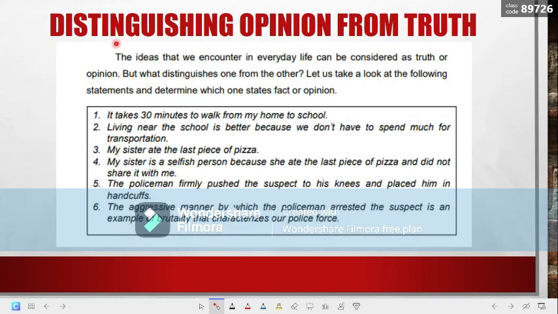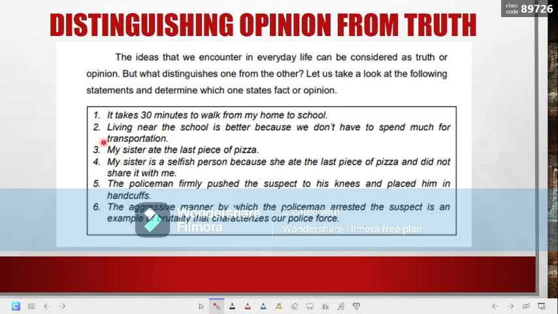Now, distinguishing opinion from truth. The ideas that we encounter in everyday life can be considered as truth or opinion. But what distinguishes one from the other? Let us take a look at the following statements and determine which one states fact or opinion. Okay, let's start with number 1. You have to answer this one in your activity notebook too. Okay, let's try. Anyway, we will be discussing the answer later.